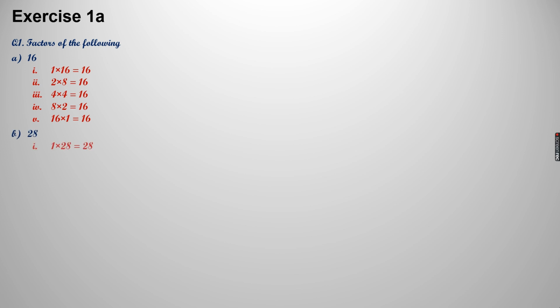Option B, 28. What about 28? 1 into 28 is equal to 28. 2. Can you divide 28 by 3? It won't be completely divisible. There will be a remainder. So no, 3 is not a factor of 28. What about 4? Yes, 4 into 7 is equal to 28. 5 can't be a factor. 6 can't be a factor as 6 into 4 is 24 and 6 into 5 is 30. So 28 is not a multiple of 6.